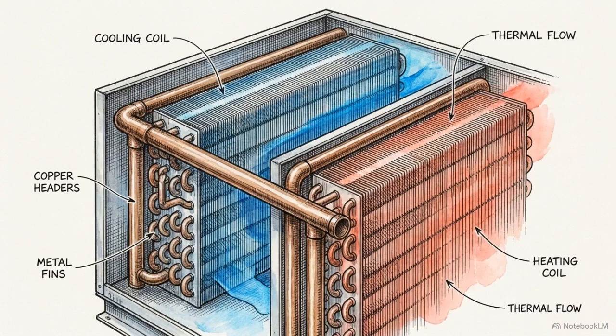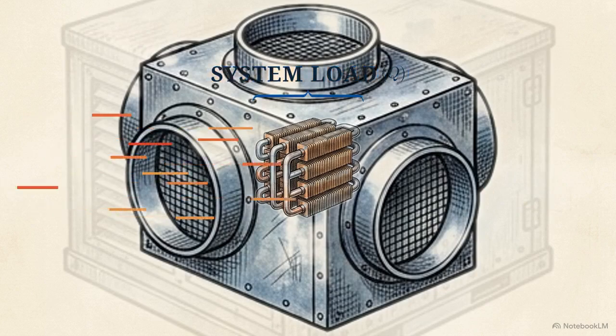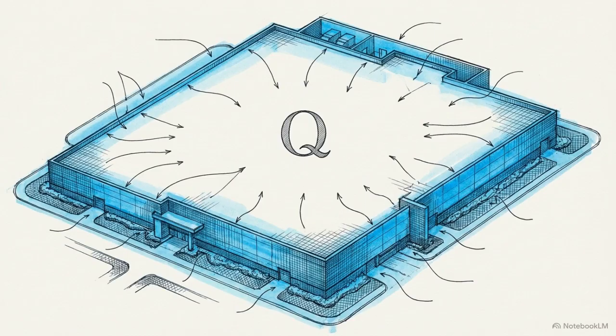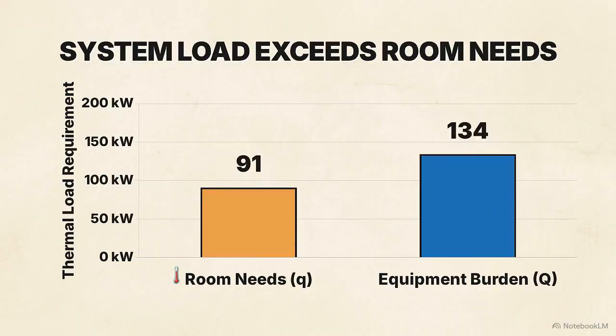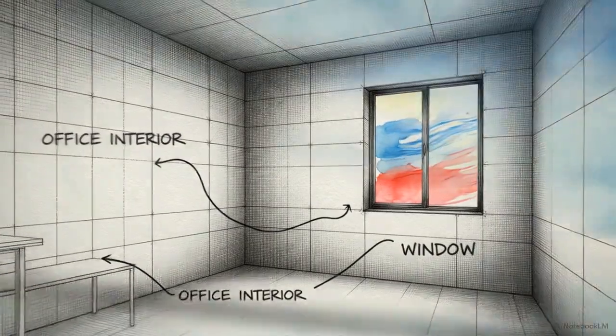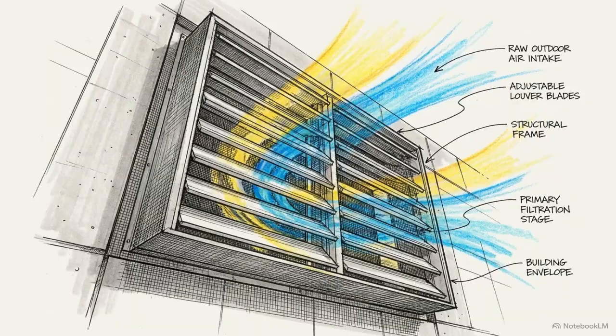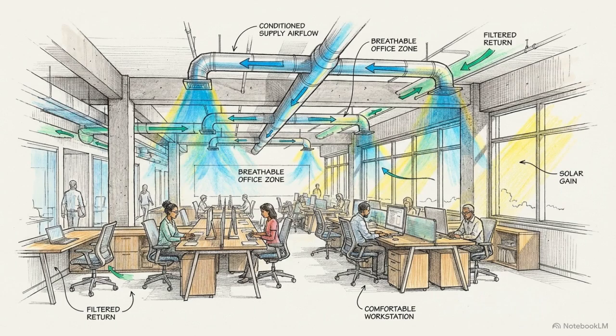But the heating and cooling coils inside a centralized unit do not condition the room directly. They condition an airstream. The total thermodynamic burden experienced by those central coils is the system load. We represent this aggregate system load with the uppercase variable Q. In practice, uppercase Q is almost always larger than lowercase q. Accurately sizing central equipment requires measuring thermal variables that occur completely outside the walls of the occupied room. The largest of these hidden variables is the introduction of outdoor air, mandated by building codes to maintain acceptable indoor air quality.